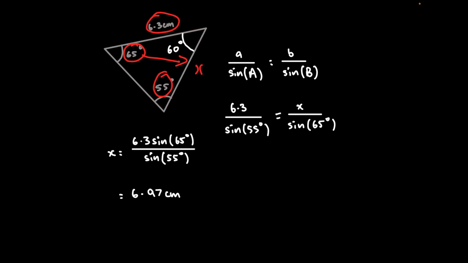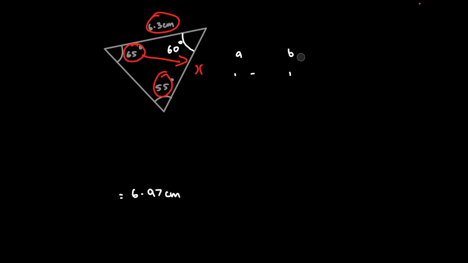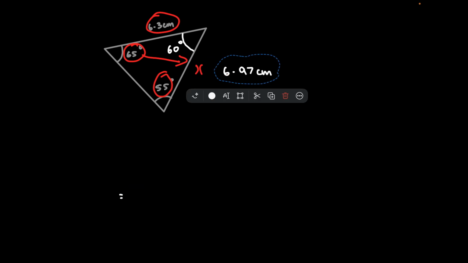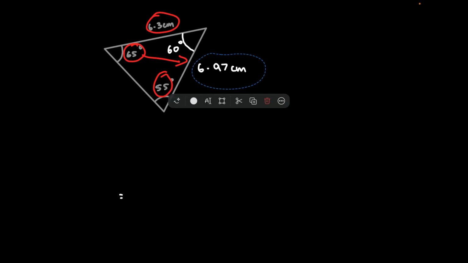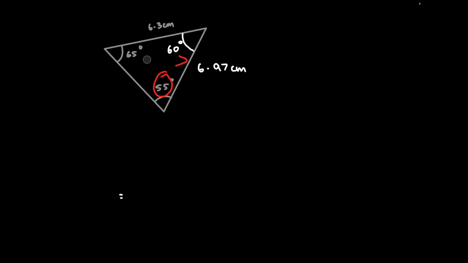So now that we have the value of x, let us now work out the final area of this triangle. Okay, so we have a missing side. What we can do is, if we know that this side length here is 6.97 centimeters, we can use the area of a triangle formula, which describes the following. That area is simply equal to half times AB times by the sine of capital C.